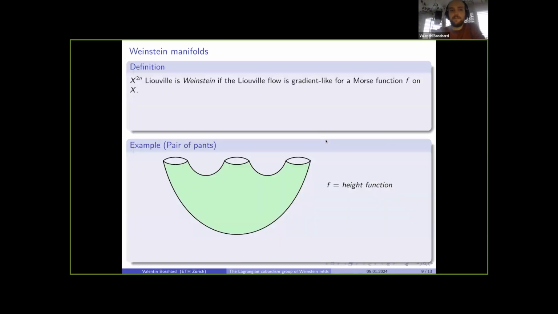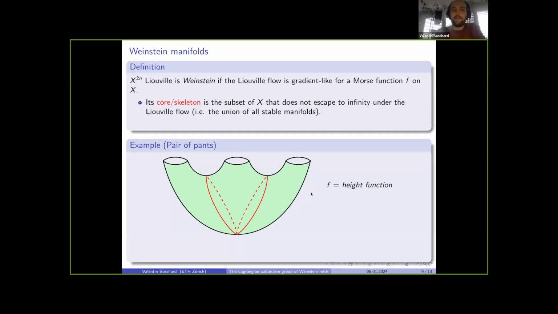So to prove now that this map is an isomorphism if X is Weinstein, let me just repeat what Weinstein means. Weinstein means that X is a Liouville manifold such that the Liouville flow is gradient-like for a Morse function. So for example, the pair of pants with the height function, so the Liouville flow just points everywhere upwards.